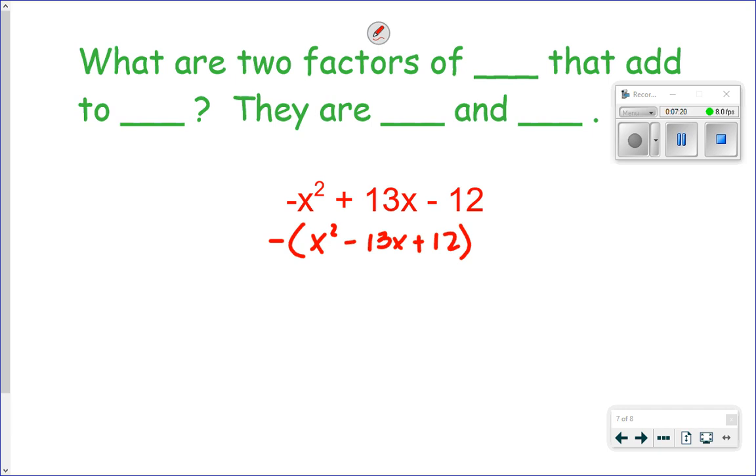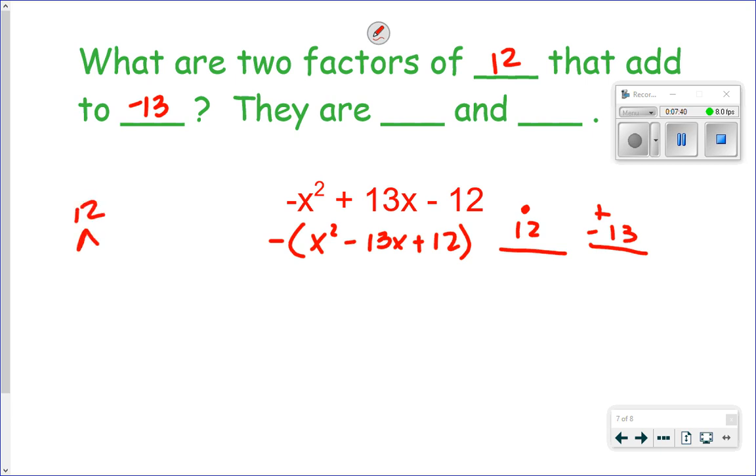Okay, so next step is to look for a greatest common factor. We're skipping it. Step after that, multiply A and C. So 1 times 12 is 12. Write your B value in the second blank, negative 13. So we're multiplying to 12 and adding to negative 13.